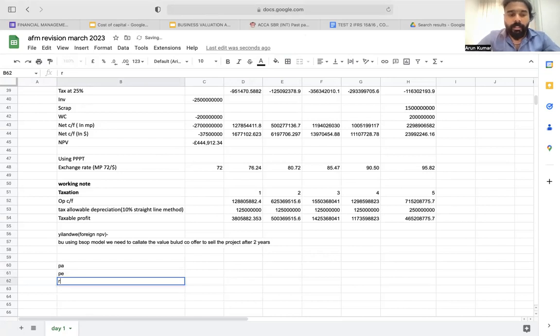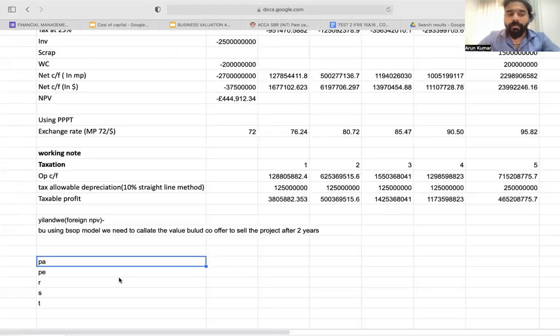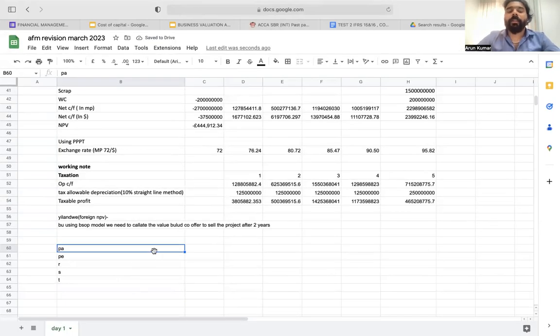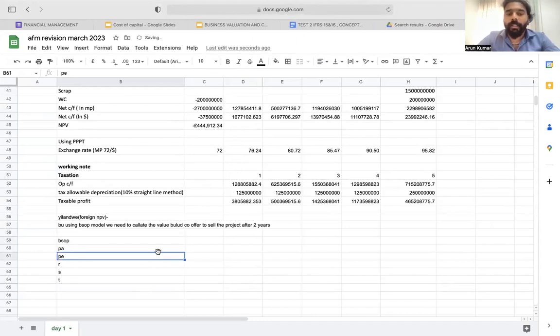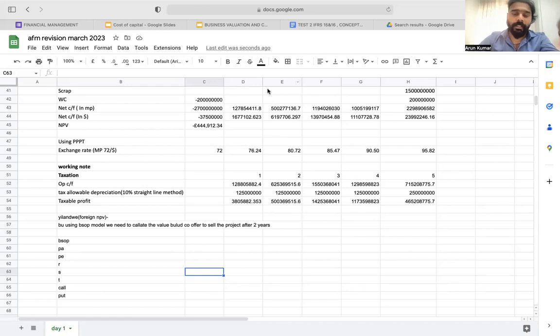So we need PA, PE, then risk free rate, volatility, and T, the time to expiry. These are the variables we need. And now we know that we have a BSOP calculator available in ACCA exams. So using our BSOP calculator we can calculate the value of the call option as well as the put option. Earlier we had to do this manually, but nowadays we just need to enter those variables. Once you enter the variables, a BSOP calculator is available on the exam platform itself. So have you tried using that BSOP calculator?